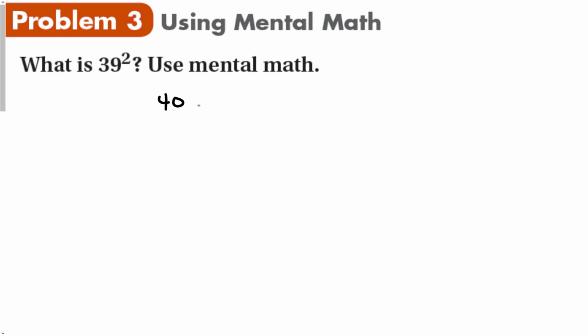I want 39. So maybe I can square 40 minus 1. Okay. Well, like we just said, 40 squared is 1600 minus 2 times 40 times 1, which is 80, plus 1. And that answer, 1600 minus 80 is 1520 plus 1, so that's 1521. If you were to use a calculator and square 39, you would get the same number, 1521.